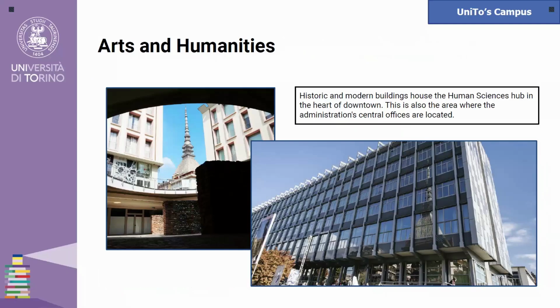The next one is actually the core of the arts and humanities, and this is an historical building located in the heart of our city. You can see behind there one of our symbols, the Mole Antonelliana, and this is the area where also some of the central offices, including the international office, are located.